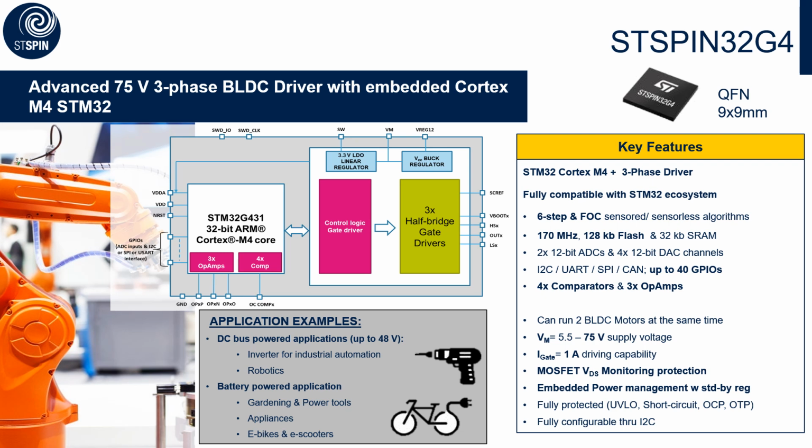It also offers more analog front end, so we have 3 op-amps and 4 comparators, 2 12-bit ADCs and 4 12-bit DAC channels. The Cortex-M4 inside the G4 microcontroller, at 170 MHz, is performant enough to run 2 BLDC motors at the same time, controlled by the G4 using an external gate driver. The G4 also offers 128 KB flash memory and 32 KB RAM and has 43 GPIOs.